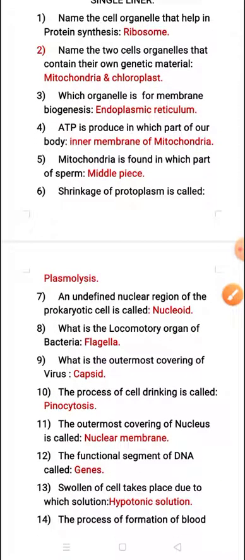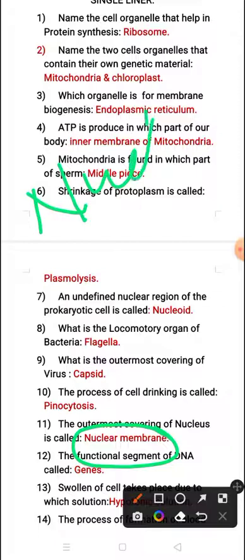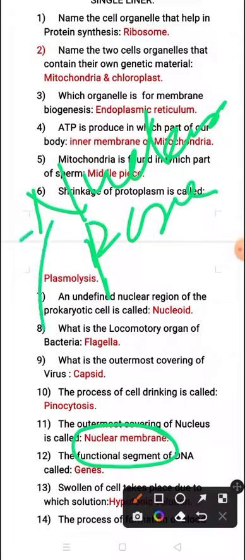Question number 11. The outermost covering of the nucleus is the nuclear membrane. You know very well, the nucleus is a double layer membrane cell organelle, and that is your nuclear membrane. On the nuclear membrane, there are small pores also. That is your nuclear pore. With the help of this pore, some material can be exchanged.